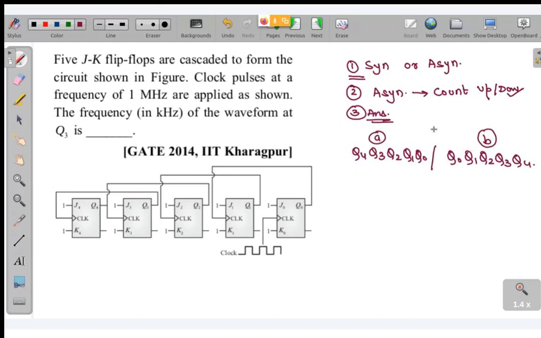Look over here. The 5 JK flip-flops are cascaded. Okay, so you haven't given me the final answer. Give me the final answer and then I will explain. Questions are very simple. The only thing is that you should have understood the concepts properly. If you have understood the concept properly, you will be able to solve all the questions, or else it will look very difficult.